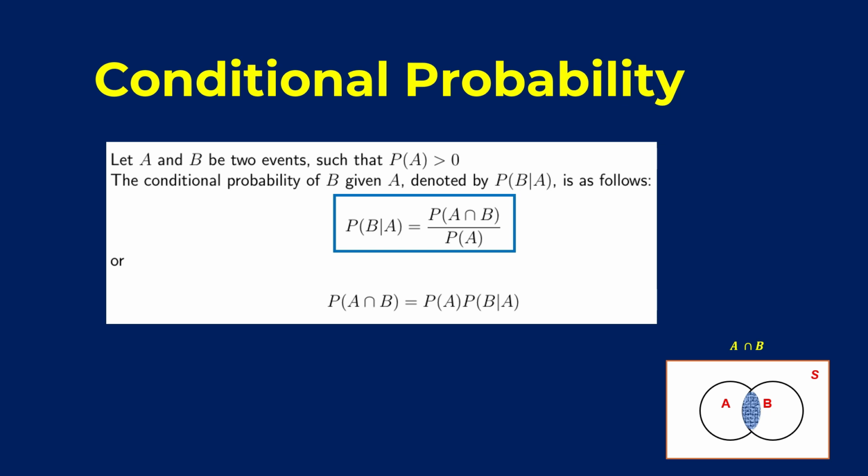Here we want to find the probability that B will occur given that A has already occurred. Since A is known to have occurred, it becomes the new sample space, replacing the original sample space S, and we get to this definition. We can also rewrite this as the probability of A and B is equal to the product of the probability of A and the probability of B given A.